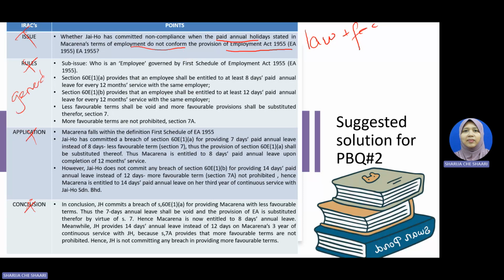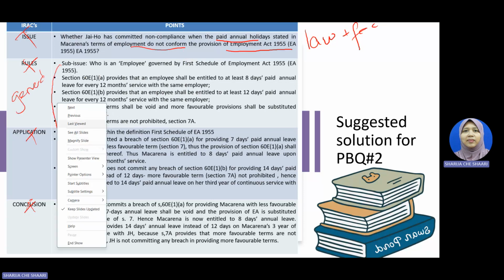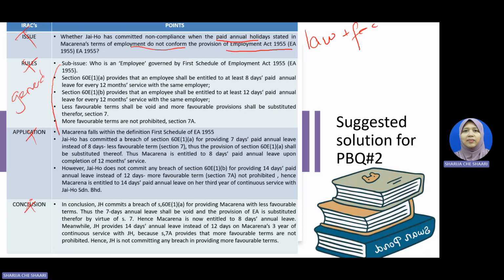Now you're going to apply. So when you discuss this, you will conclude that Macarena falls within the definition of an employee. Now you are going to discuss whether the company has committed any breach or not. Because under Section 60E(1)(A), you have to cite this one.